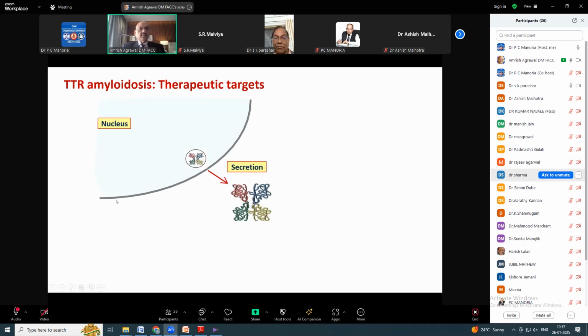We know that the protein is synthesized in the liver, inside the nucleus, and it is secreted into the body. So the ATTR protein is synthesized in the liver and is secreted in the plasma, where it dissociates into monomers. This is acted upon by stabilizers such as tafamidis. However, we can act upstream. We can act upstream inside the liver by many other mechanisms.